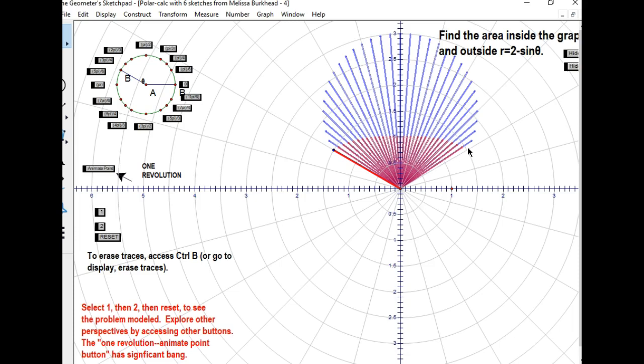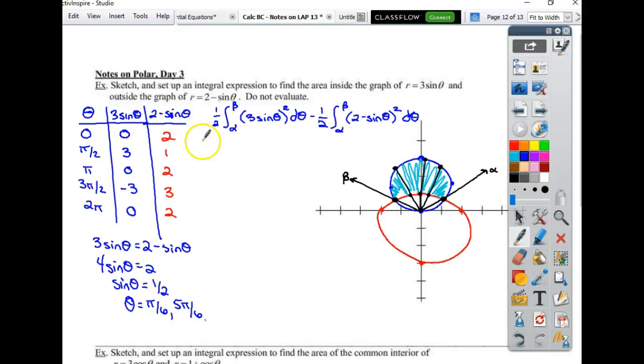And then if I subtract the red region from that, that would take away this piece, and that would just give us this cool little blue region, and we'd be good to go, right? So ladies and gentlemen, let's just write that down. So this is going to equal 1/2 the integral from pi/6 to 5pi/6, which if you look, pi/6 is definitely the alpha line, and 5pi/6 is definitely a beta line, of 3 sine theta squared d theta minus 1/2 the integral from pi/6 to 5pi/6 of 2 minus the sine of theta squared d theta.